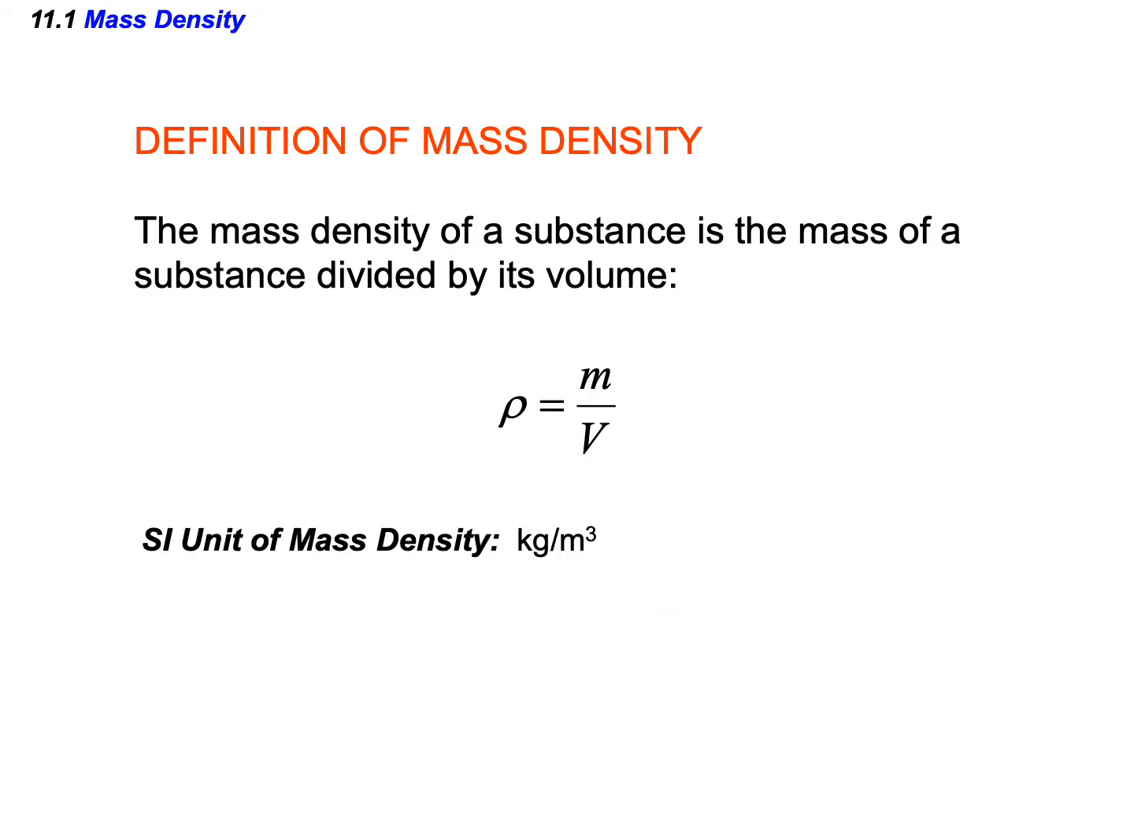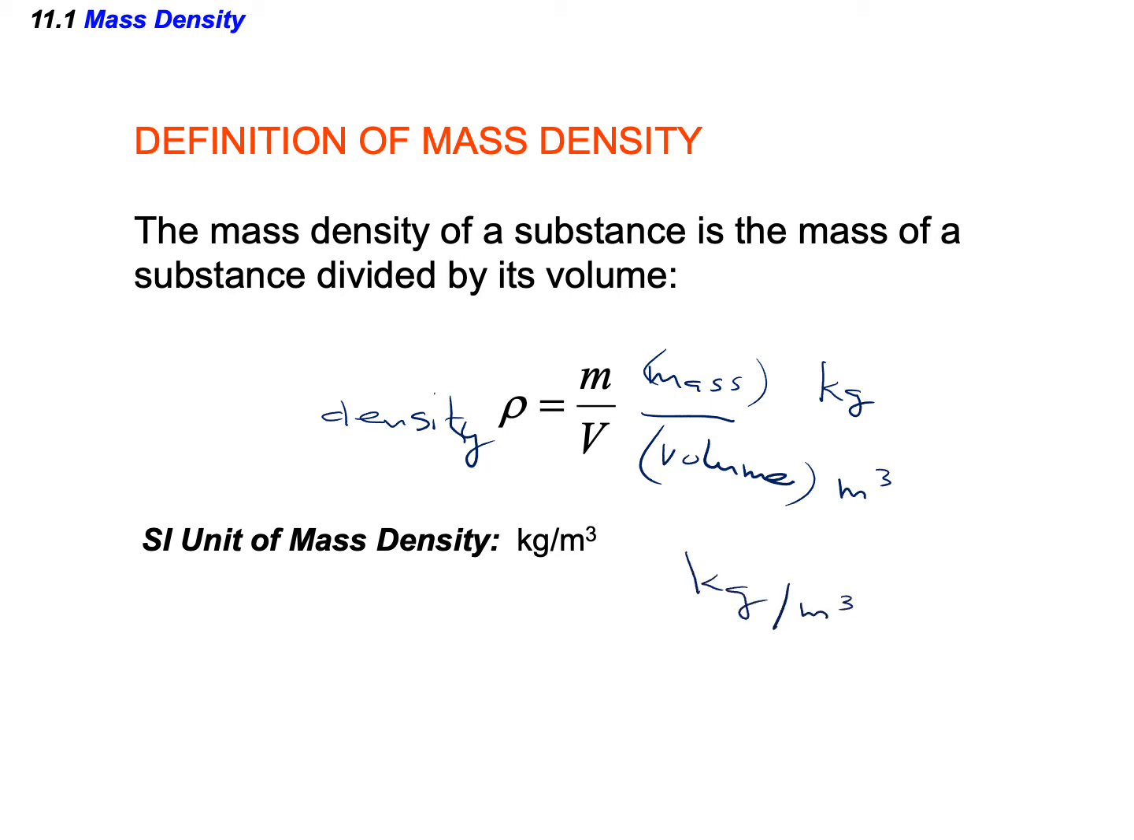Okay, density of a fluid. We use rho for density. Rho is density: mass of the fluid divided by the volume of the fluid. So density is mass over volume. The SI unit of mass is kilograms, and the unit of volume is cubic meter. So kilograms per cubic meter is the mass density of a fluid.